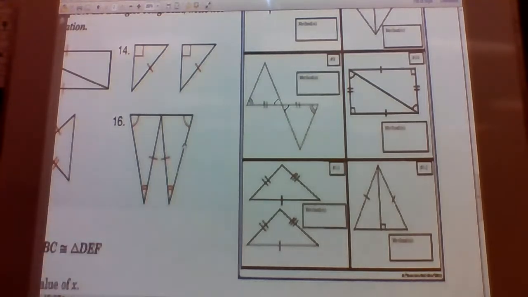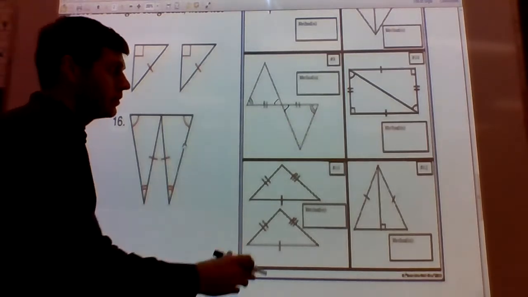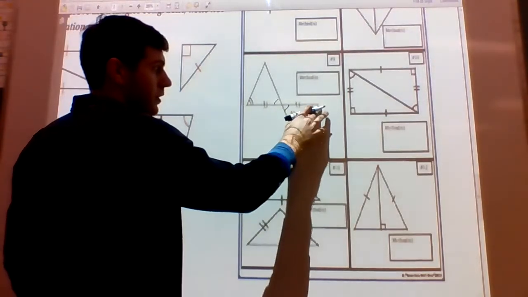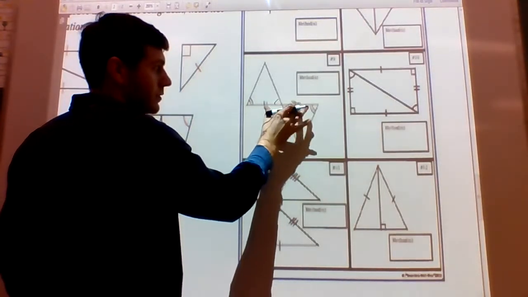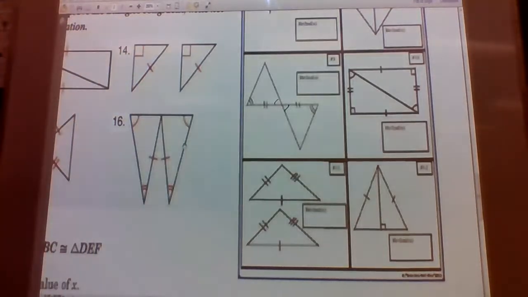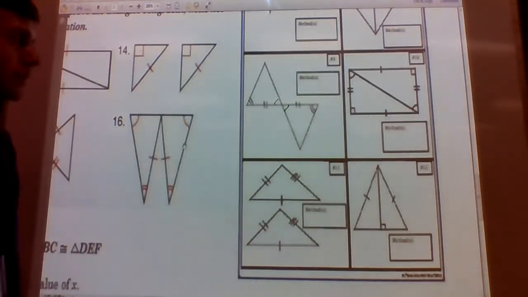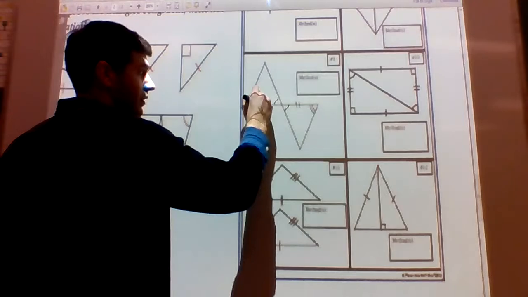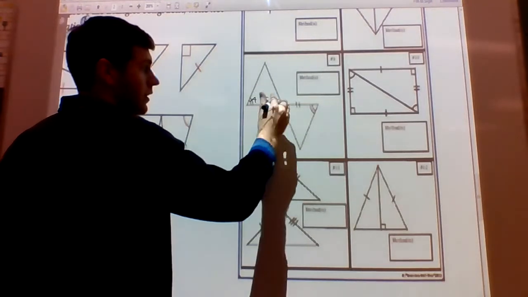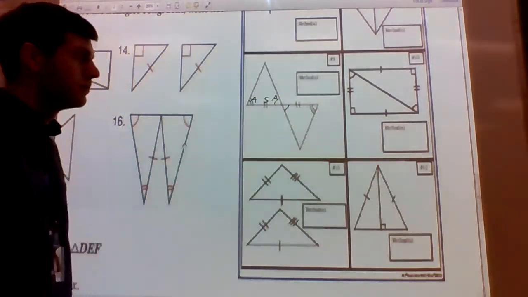Three pairs of corresponding parts that are congruent. We have an angle, right? These angles are congruent, these angles are congruent, and then these sides are congruent. So three corresponding parts that are congruent. Is this an angle or a side? This is a side, and that is an angle.